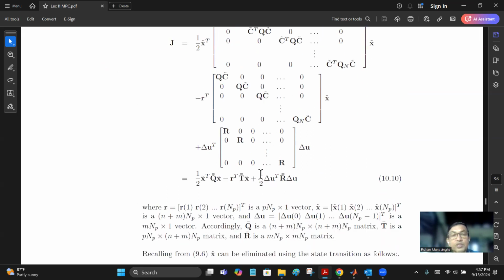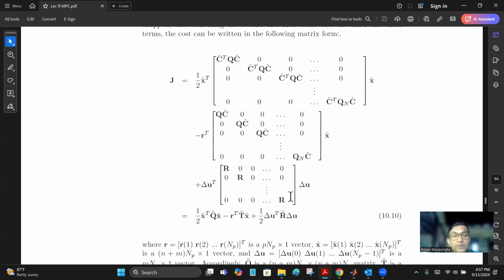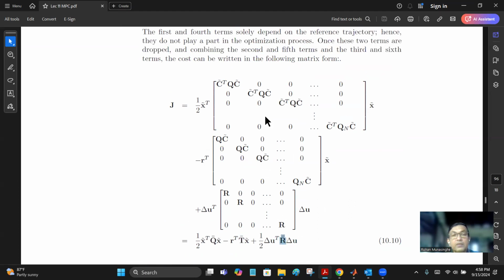Eventually, it becomes like this. Half x tilde transpose Q double bar x tilde minus r transpose T double bar x tilde plus half delta u transpose R double bar delta u, right? So there are these new matrices Q double bar, T double bar, R double bar, which are like that. You can see over here.